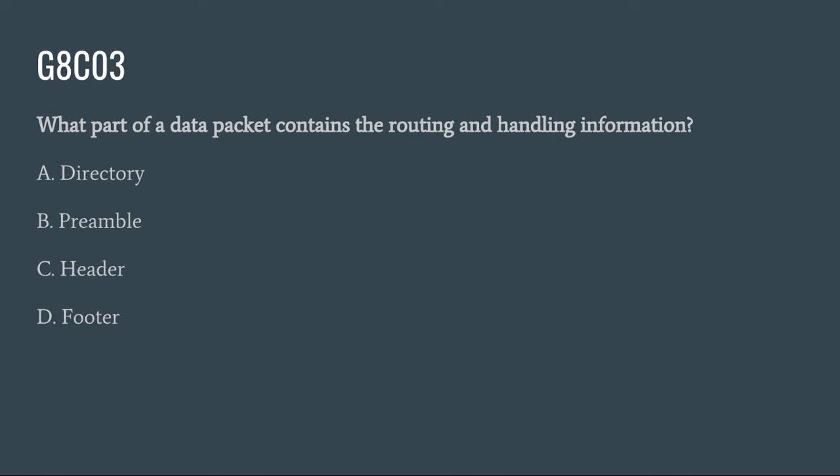G8C03. What part of the data packet contains the routing and handling information? A. The directory. B. The preamble. C. Header. Or D. Footer. Correct answer C. Header.